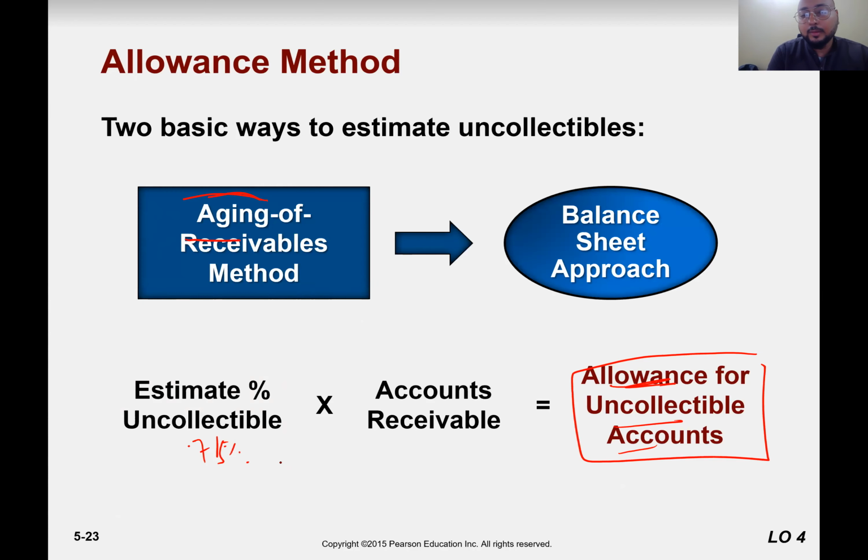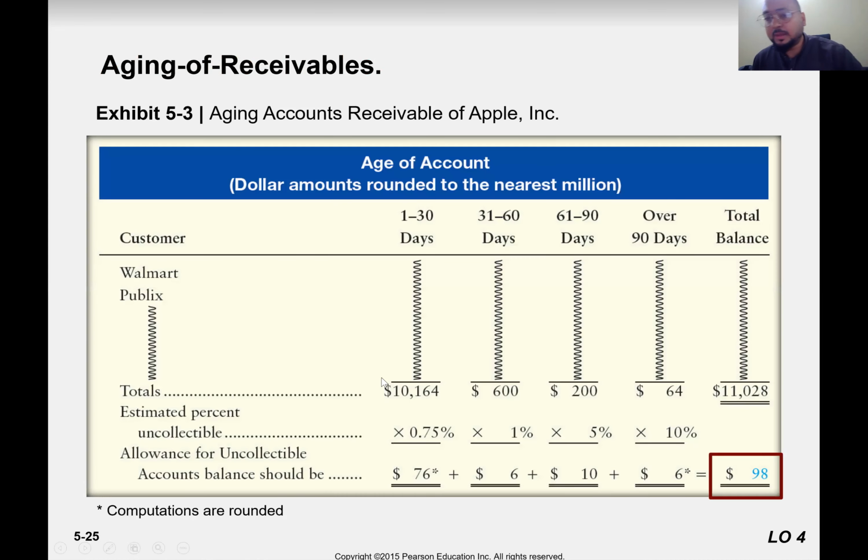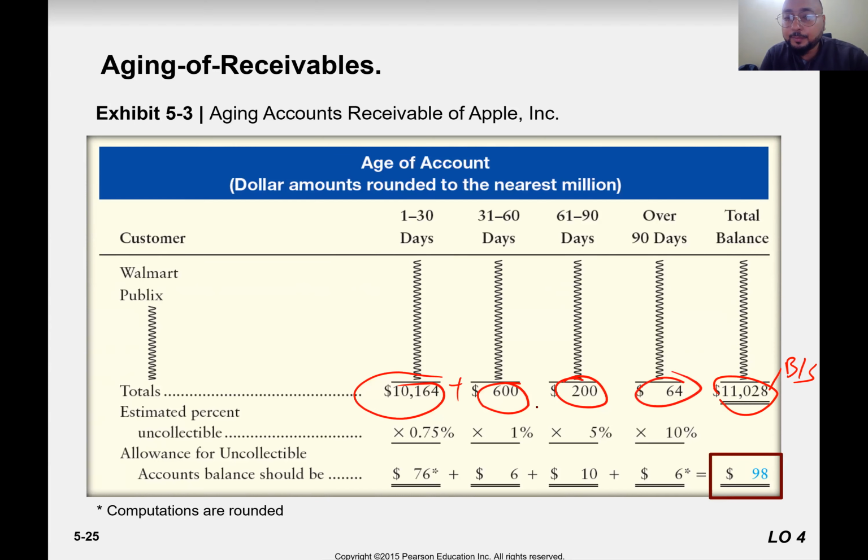1.75% for the account receivable aged 1 to 30. 1% would be 31 to 60. All of this will be given to you. All you need to do is make the table here and then multiply the amount. The segregation would be given to you. So this is the total balance of account receivable on the balance sheet, and the segregation would be given to you, right? You need to multiply the uncollectible estimation according to the aging to their respective amount.